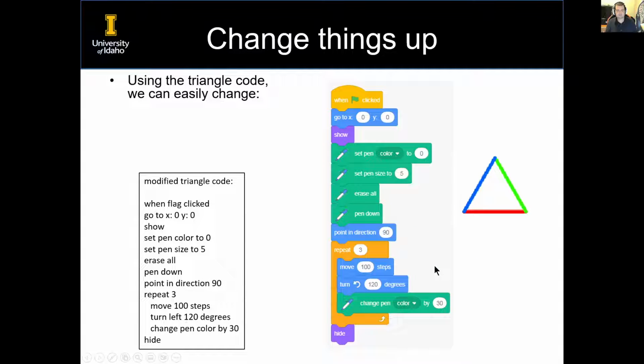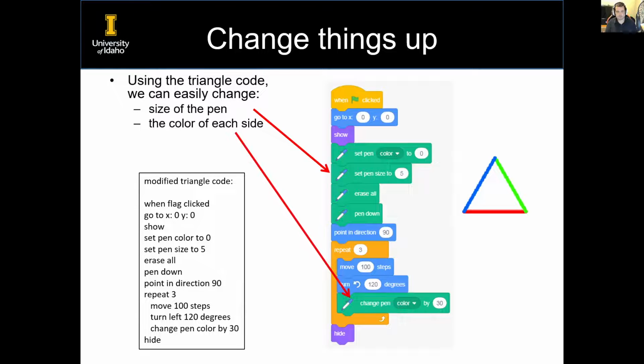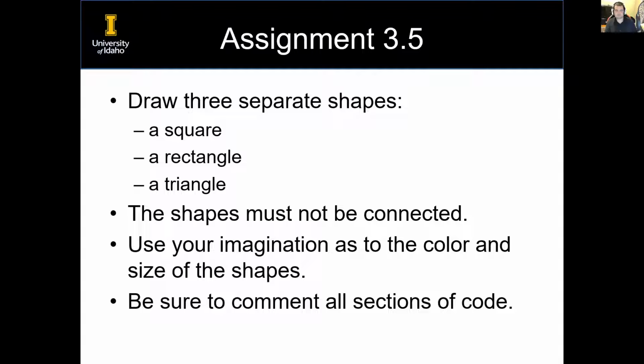All right. So using anything like this, or any of these codes, we can change the size of the pen, we can change the color, we can make it so each color is different. We can just have a little bit of fun with this. And your assignment is actually to have a little bit of fun with the pen. So draw at least, you can do more than 3, at least 3 separate shapes: a square, a rectangle, and a triangle. The shapes cannot be connected. And use your imagination for the color, the size, and the shapes.